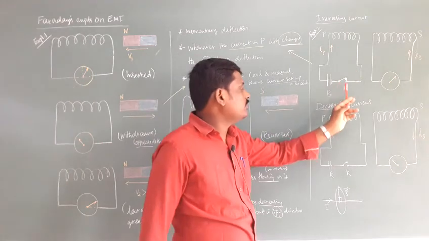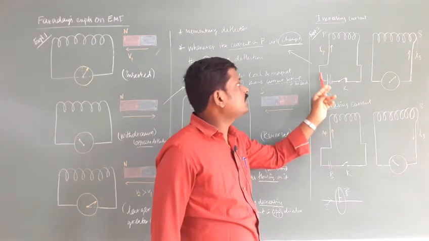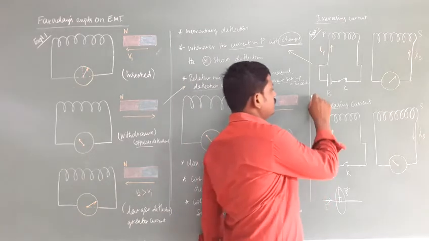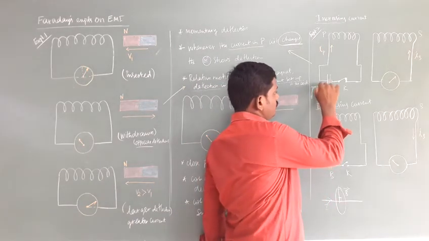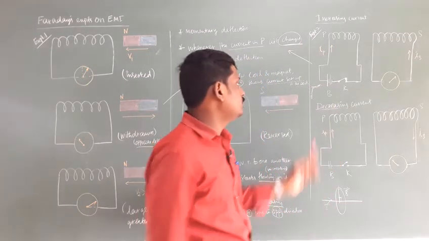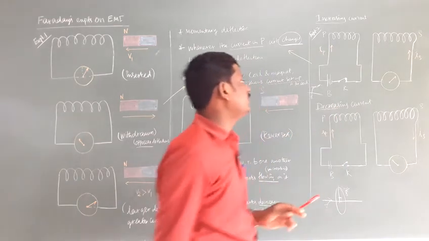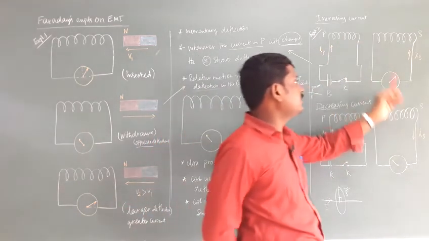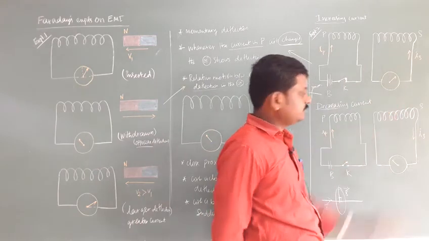Now we are closing the circuit. There is a current flow inside the circuit. That means the current changes from 0 to maximum. It reaches a maximum value. So there is a momentary deflection as the current changes from 0 to maximum. There is a deflection in the galvanometer on this side.